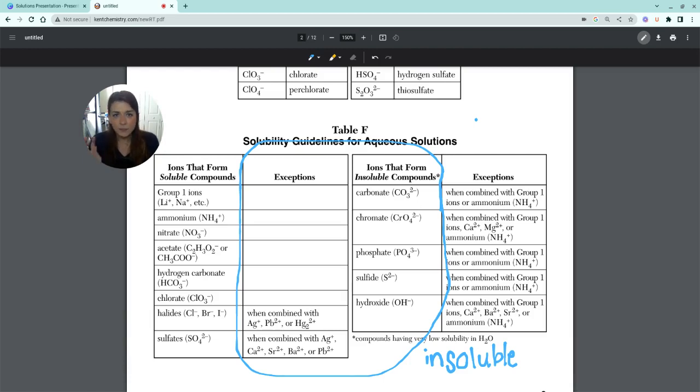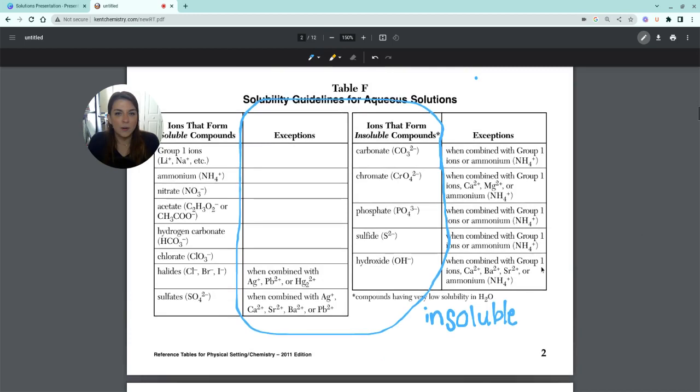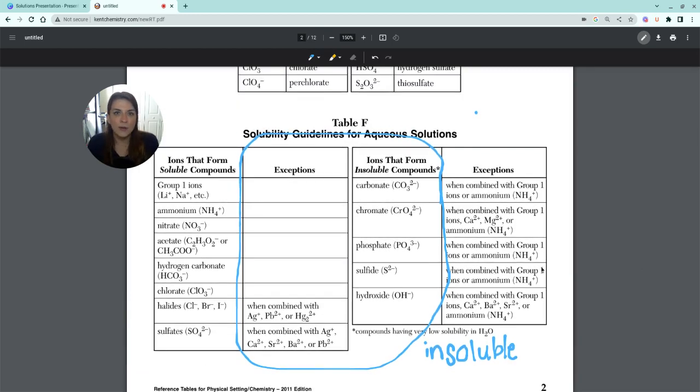So I think this is a really great table. You could just Google New York State Chemistry Reference Table. This is on page 2. I think it's a really great representation. And again, what you have to memorize is going to come down to your teacher's preference.